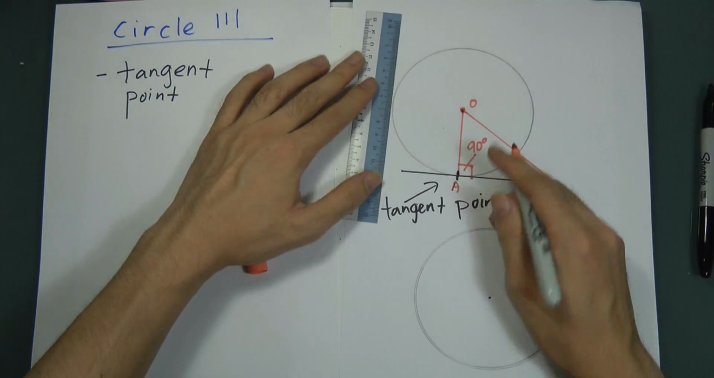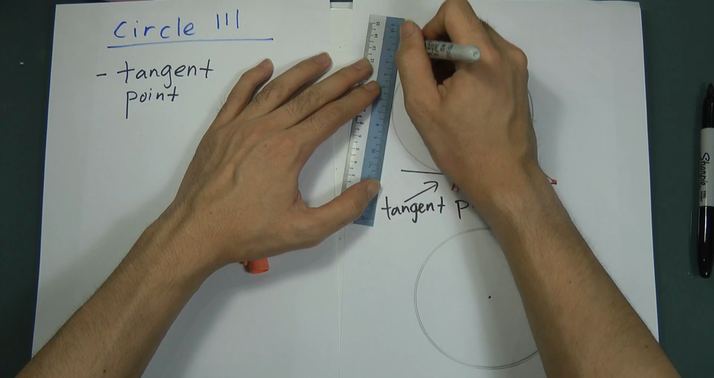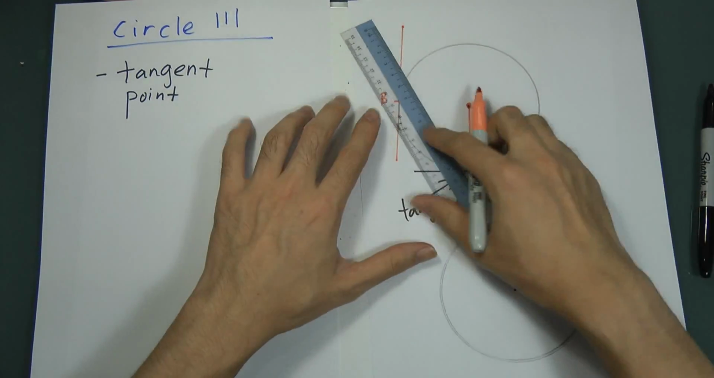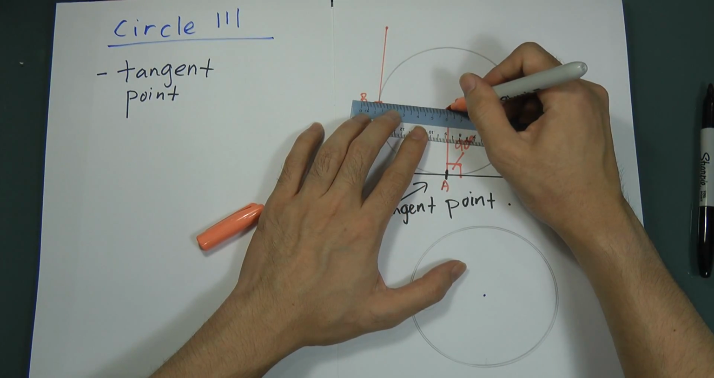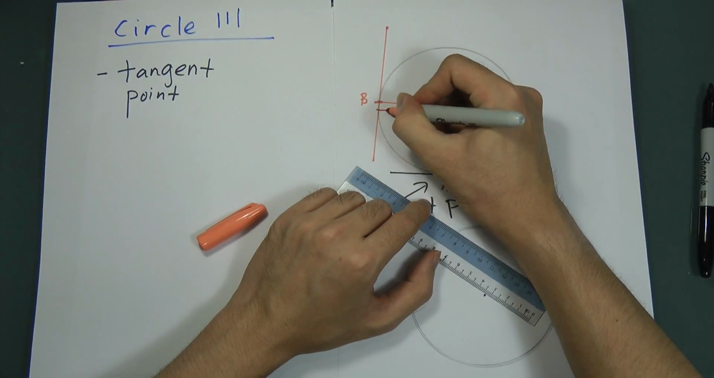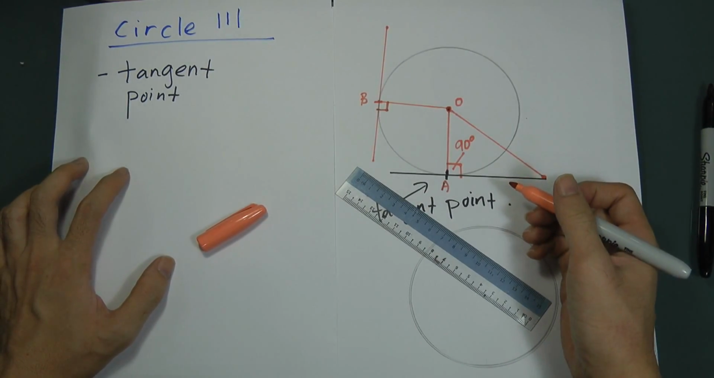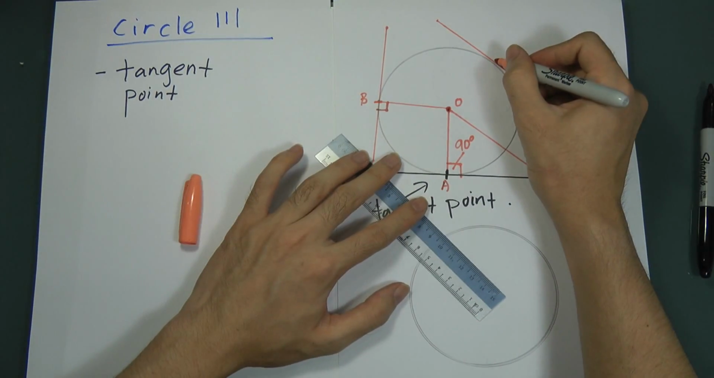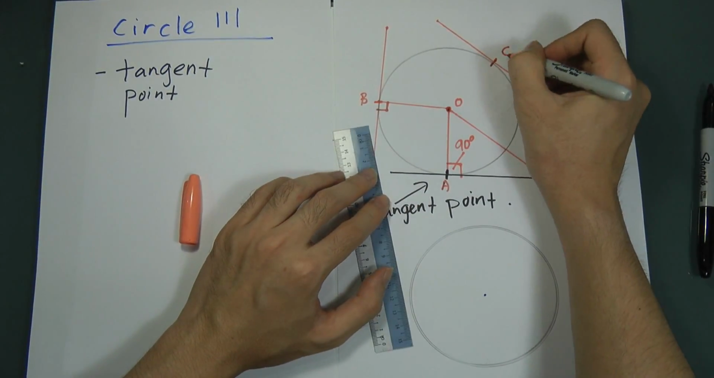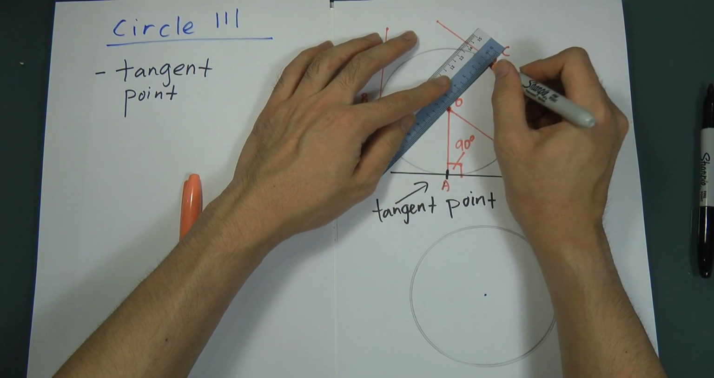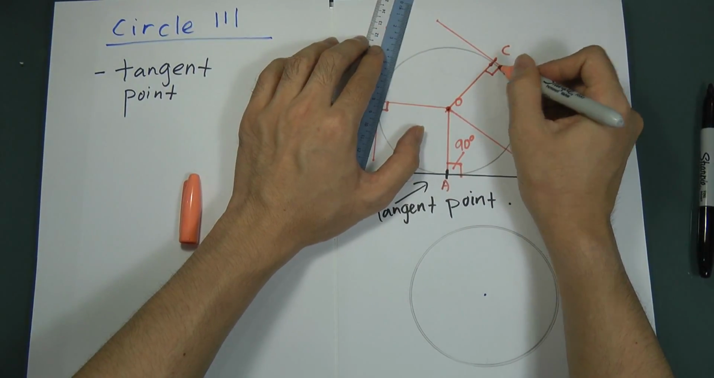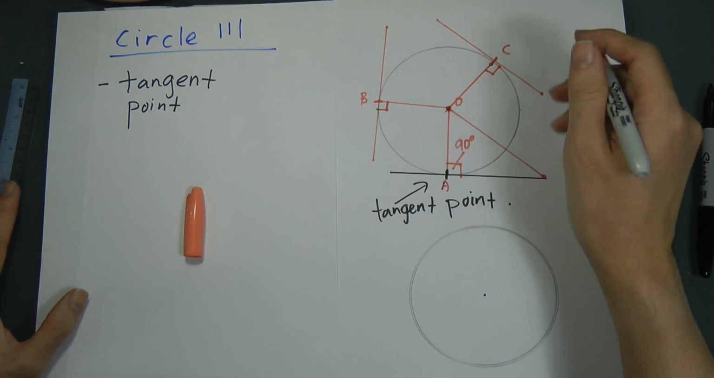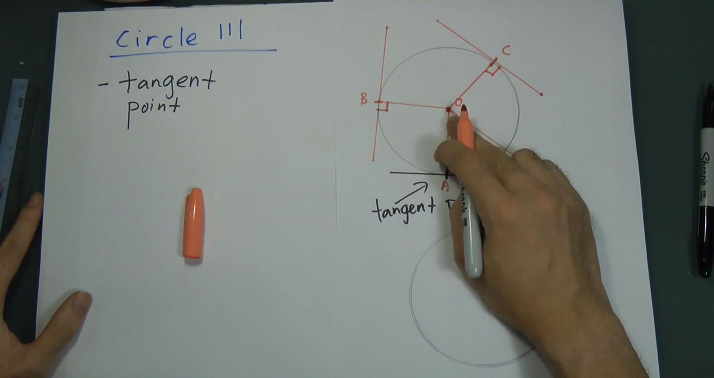Okay, so for example, let's say I have another tangent point over here. I call it B. This tangent point connected to the center will automatically form a 90 degree angle over here. Okay, let's say this is another tangent point, I call it tangent point C. Connected to the center, they will automatically form 90 degrees. Okay, this one you must know.